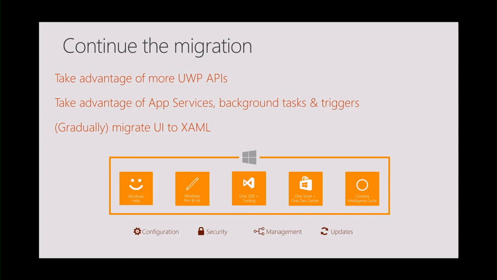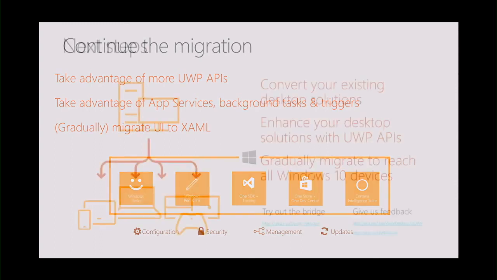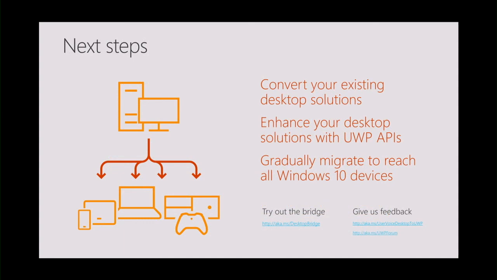They brought their existing Win32 application that they already spent a lot of money building, and they started adding features in. They added live tiles as it made sense. They added push notifications as they made sense. And then one day, everything was done. And they just said, oh, we just happen to have a UWP app now. So we were able to bring it forward. So convert your existing applications, bring in those UWP APIs.